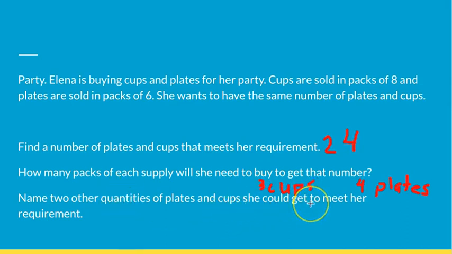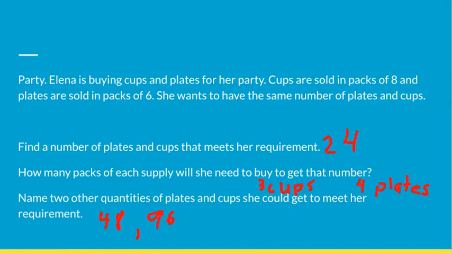So what other ones could she do to make her requirement that she have the same plates and cups? Yeah, she could do 48, because 6 times 8 is 48. 96. There's a ton more numbers that we could do, right? It would be just looking at the multiples of 6, multiples of 8, and where they match up again.